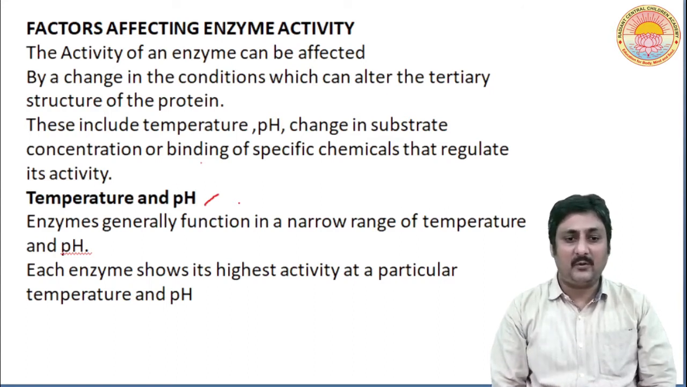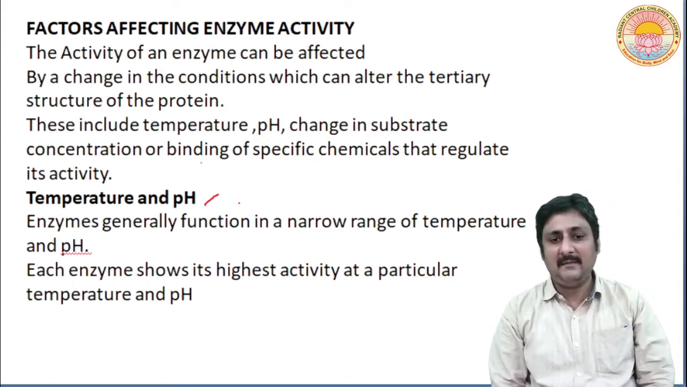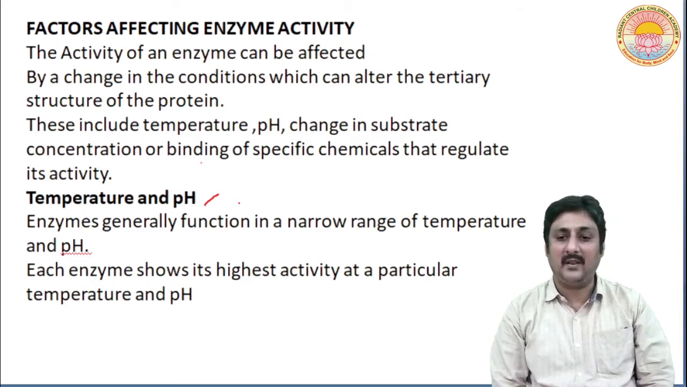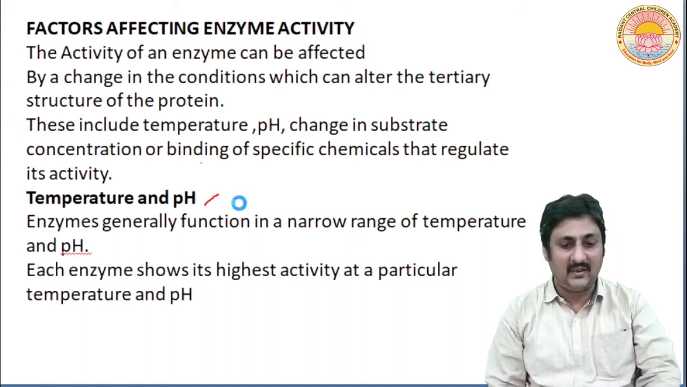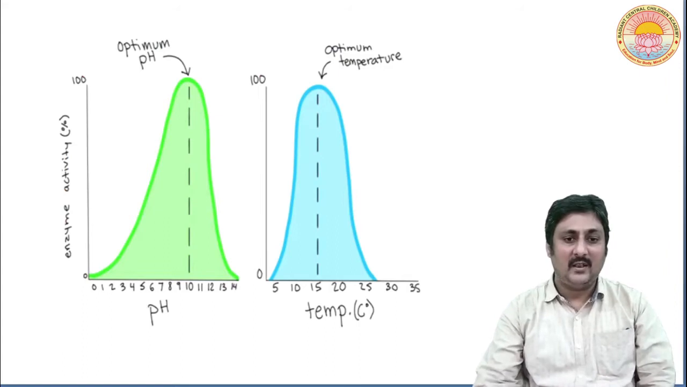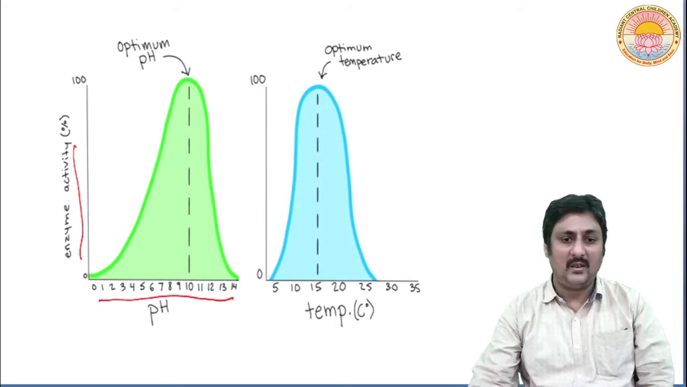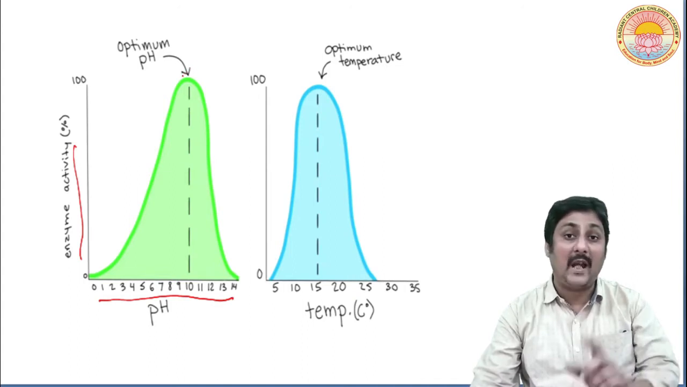Now let us first talk about temperature and pH. Enzymes generally function at a very narrow range of temperature and pH, except for certain enzymes. Each enzyme shows its highest activity at a particular temperature and at a particular pH. As you can see on the screen, in the y-axis you can see the percentage of enzyme activity. In the x-axis you can see the pH range, and you can observe that the percentage activity of that particular enzyme is highest at a particular pH, which is called the optimum pH for that enzyme.